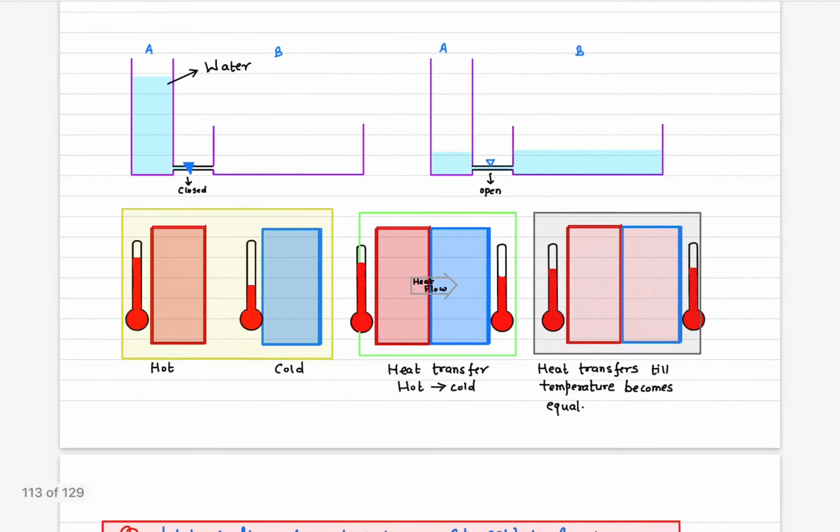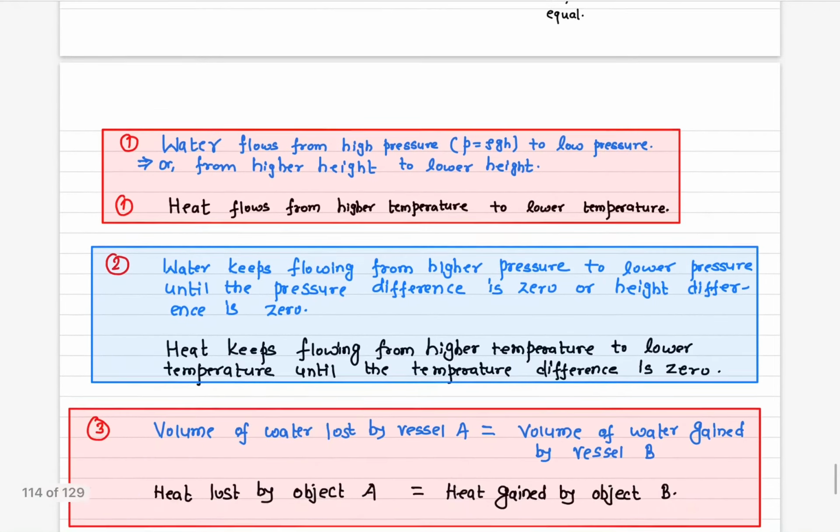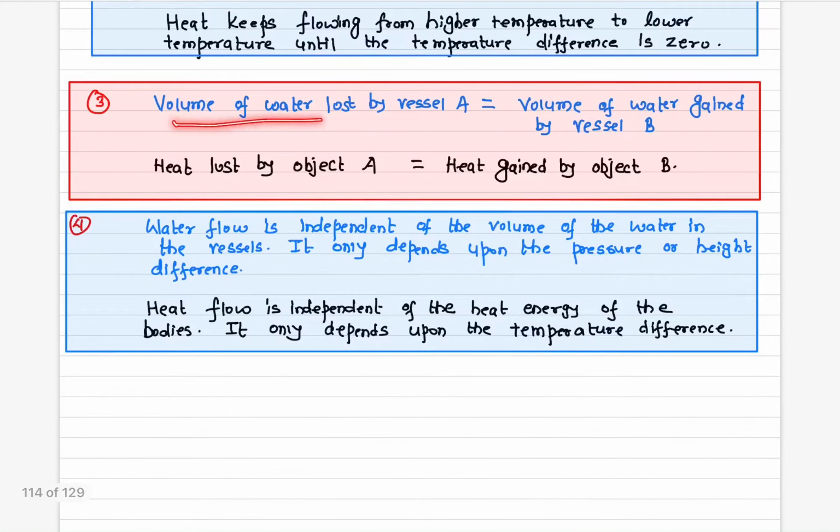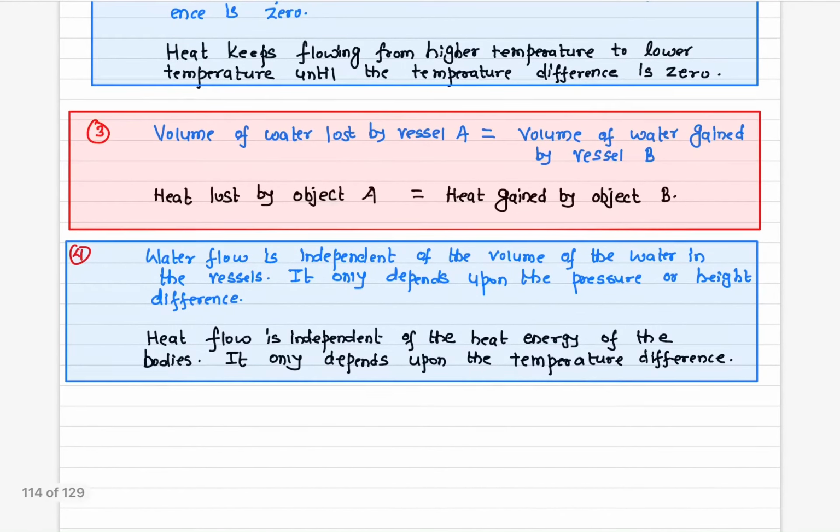The other thing, the volume of the water that has flown, or the volume of water lost from vessel A, is exactly the volume of water gained by vessel B. So if you look at the volume of the water here, this much volume, that much volume has to be in vessel B. The volume of water lost by vessel A is exactly equal to the volume of water gained by vessel B. What does that mean?